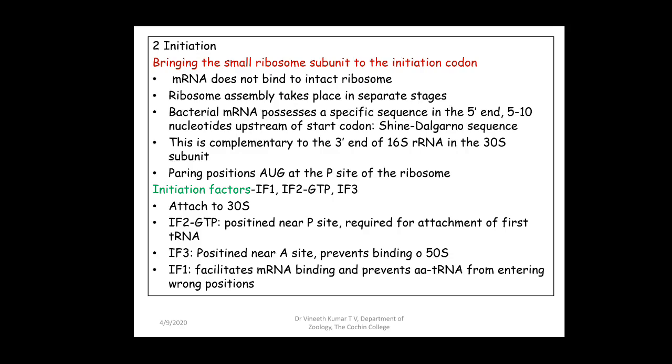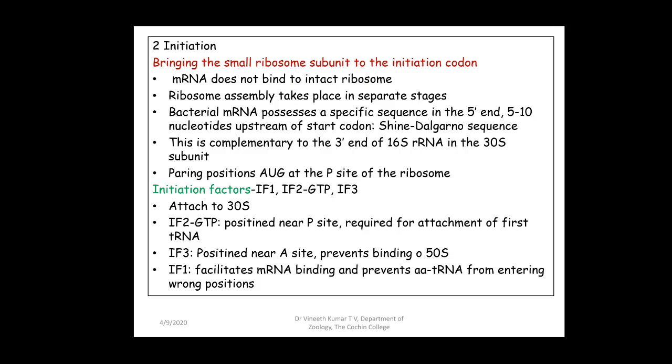Then the mRNA should be looped into the ribosome. It's not a simple looping. The looping should be perfect in the sense that the initiator tRNA should be placed at the correct site where the first tRNA will arrive. So these are the processes that are going to happen during initiation. We'll see the steps one by one. The first one is bringing the small ribosomal subunit to the initiation codon. That is what I specifically said.